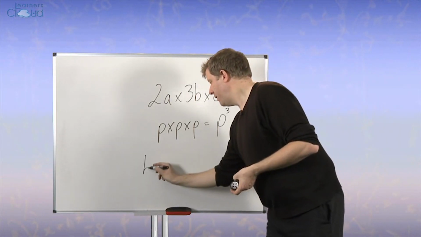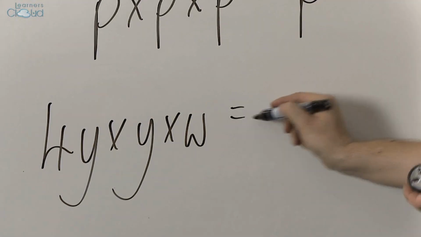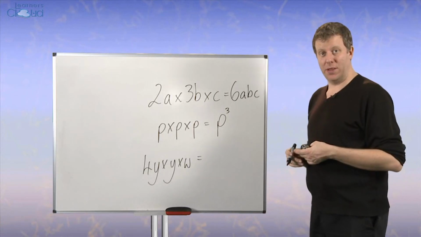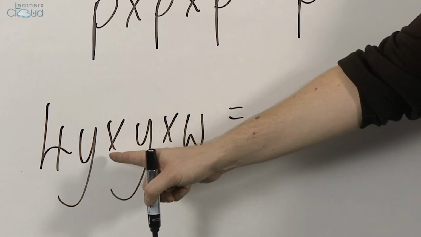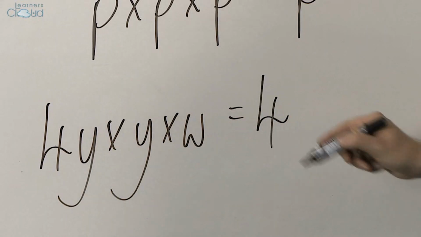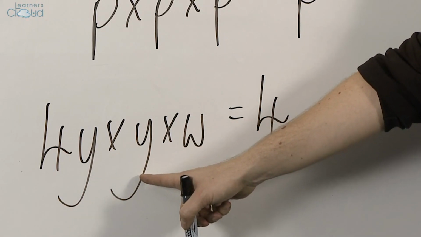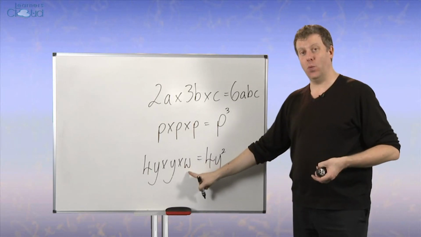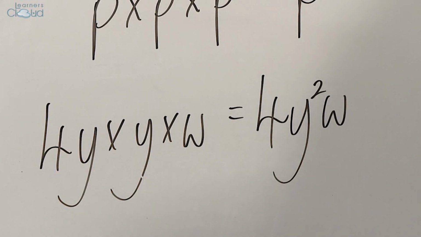Last one, 4y multiplied by y multiplied by w. Now in terms of numbers, we only have one number that we can see. Remember, these are both ones. 4 multiplied by 1 multiplied by 1 gives us 4. Y multiplied by y, remember, gives us y squared. And finally, we're also multiplying by w, so it features in the answer.